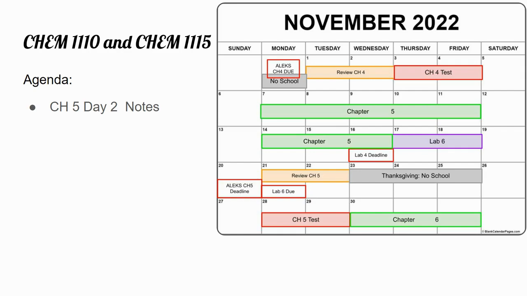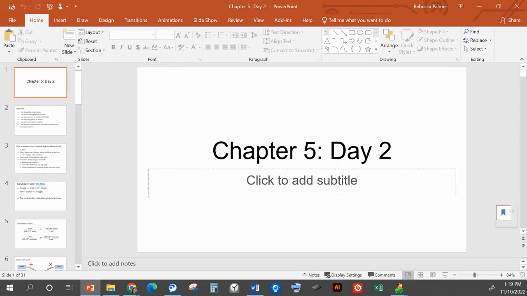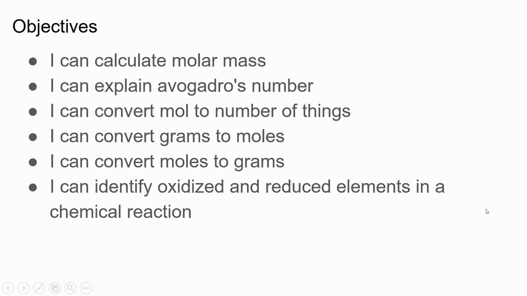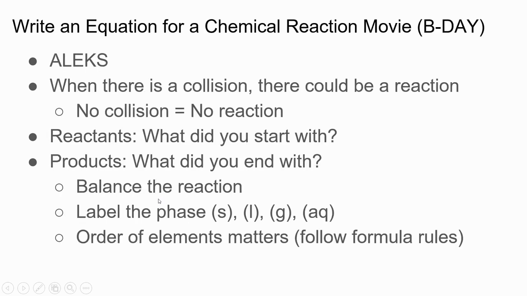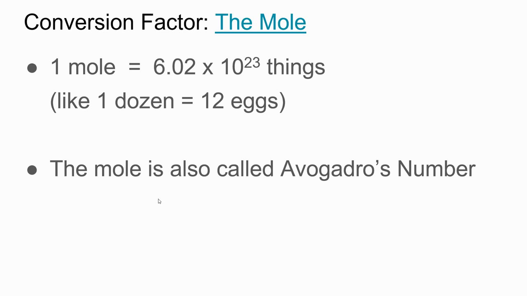Let me pull up our guide. Okay, we are going to talk about these things. We're going to talk about molar mass, Avogadro's number, and then converting. And if we have extra time, we'll do oxidation and reduction. We probably won't get to that. We already talked about this. We're going to skip this. We talked about this last time. Okay, the first thing we're going to talk about is the mole. The mole is a conversion factor.